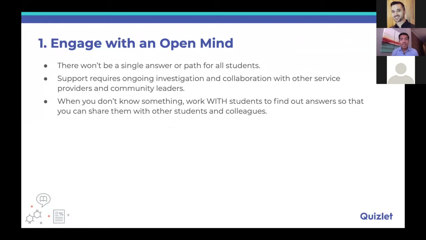So to start, engaging with an open mind. We need to remind ourselves that there won't always be a single answer or path for all students because every person's experience will be different. And support requires ongoing investigation, collaboration with other service providers and community leaders. We're not always going to have the answers, but it's important that we work with our students to find out answers so that we are empowering the student to go through that process themselves, but then we also are educating ourselves to be able to support other students and share that information with colleagues in the future.